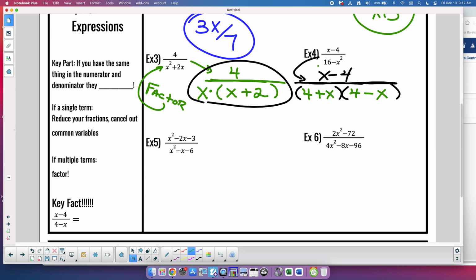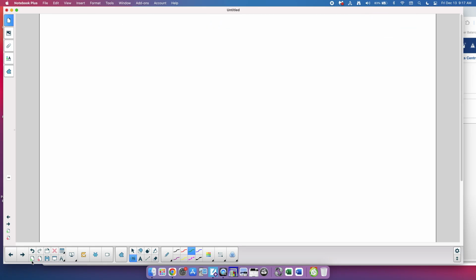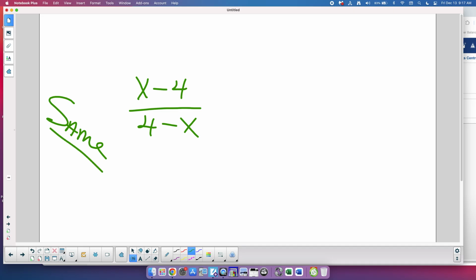Are any of them the same? Which ones? Top and middle. It's got to be this one with something. Which one's the same? 4 minus x. Let's take a look. x minus 4 and 4 minus x, are they the same? Can I just cross them out?